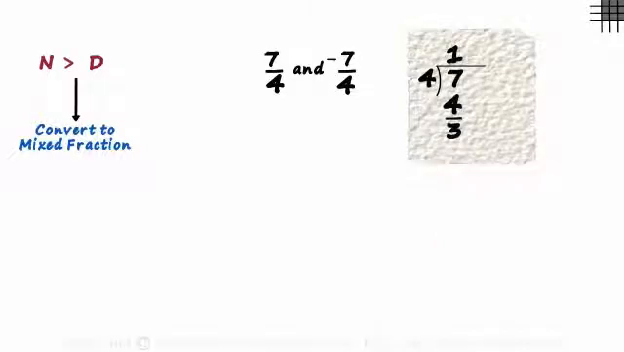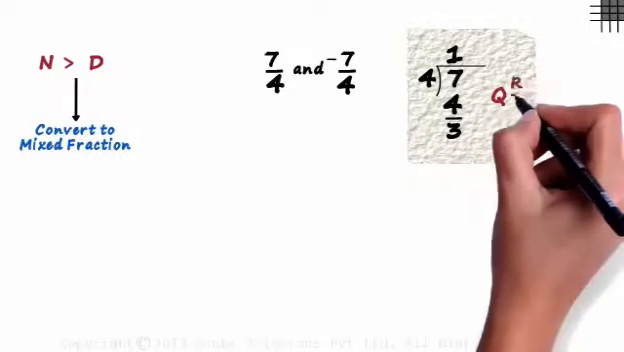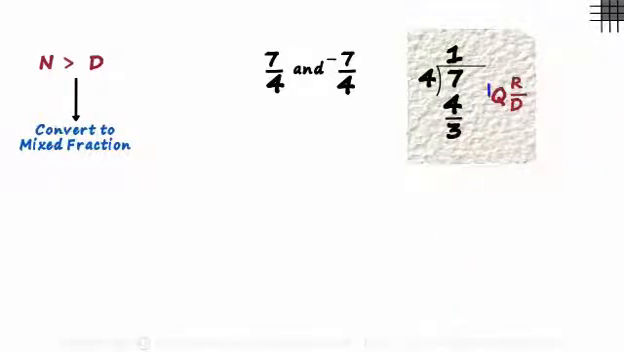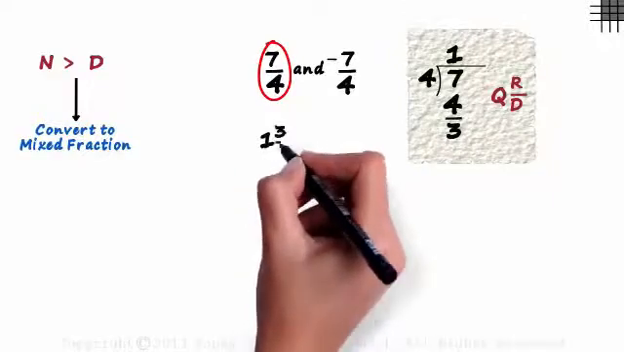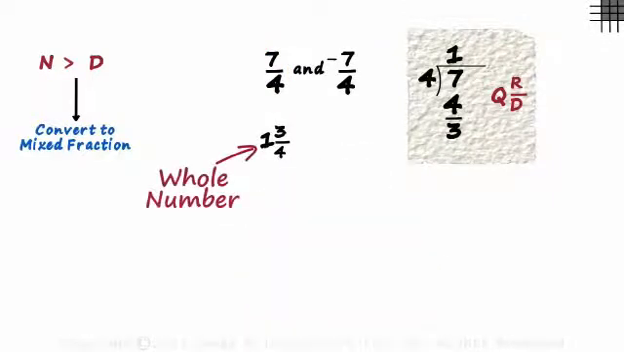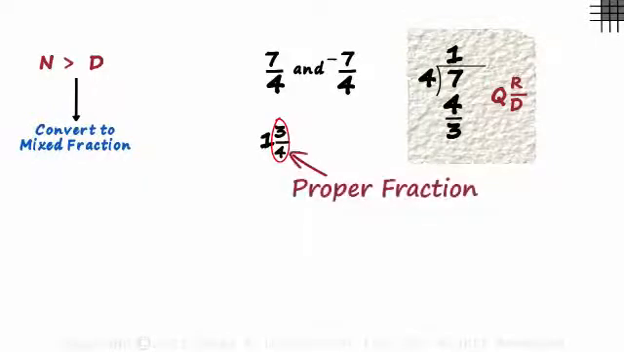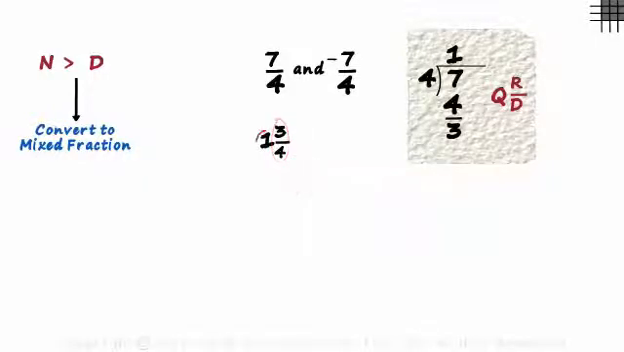So we write the mixed fraction as quotient, remainder by divisor. This is the whole part and this is the fractional part. So we can write 7 by 4 as 1, 3 by 4. 1 is called the whole number part and 3 by 4 is called the proper fraction part. Each of the three numbers, 1, 3 and 4, tell us something about where 7 by 4 is plotted on the number line.